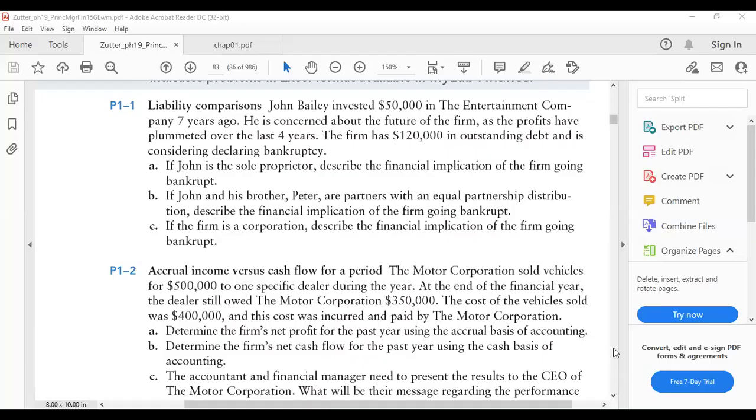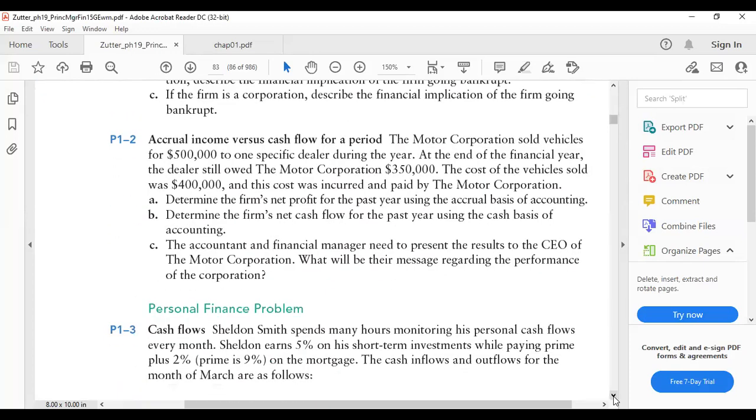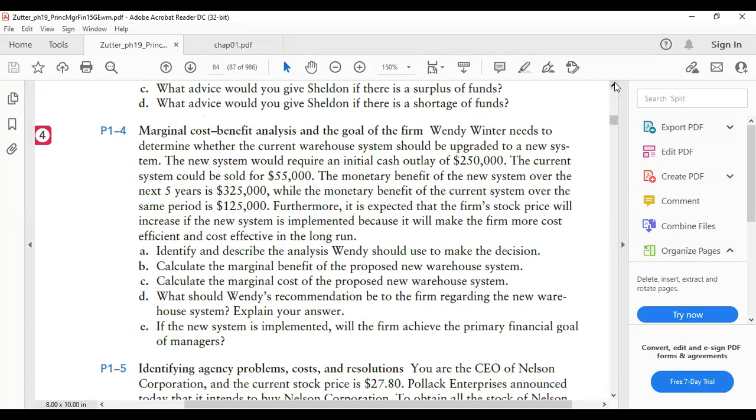Oh, this one, class. Problem 1-1, 1-2. You can simply take a photo of it and tell me if you are done. Then we continue to problem 1-4. Okay? So I'll leave you this for a while.